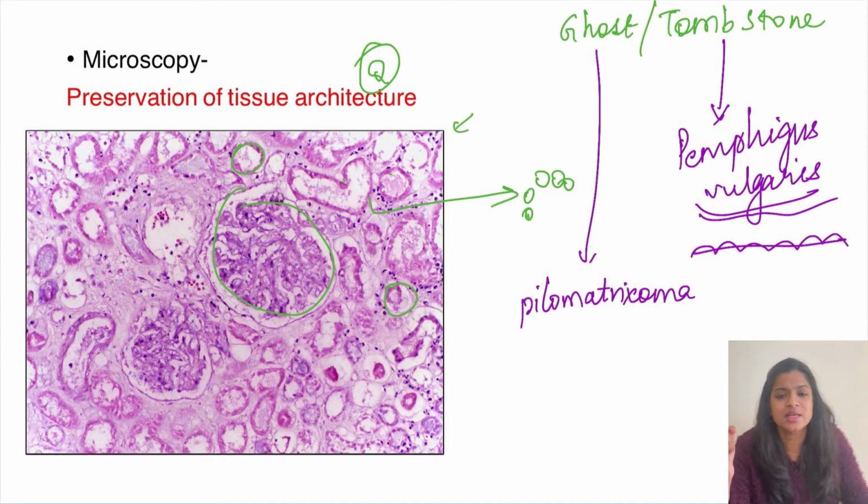So the tombstone appearance is seen in pemphigus vulgaris and coagulative necrosis, while the ghost cell appearance is present both in coagulative necrosis and also in the skin and neck cell tumor called pilomatrixoma.